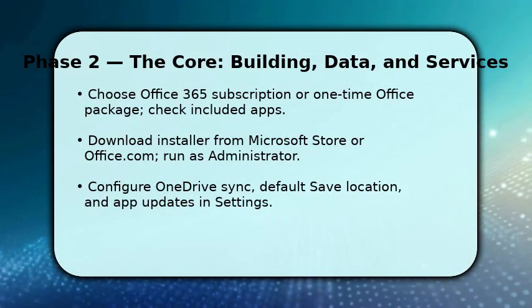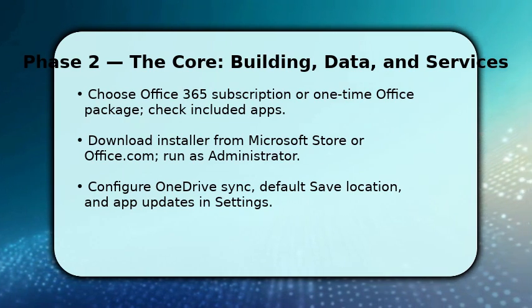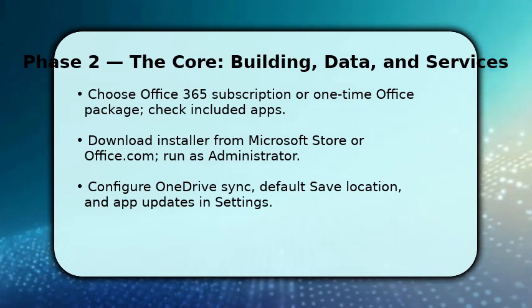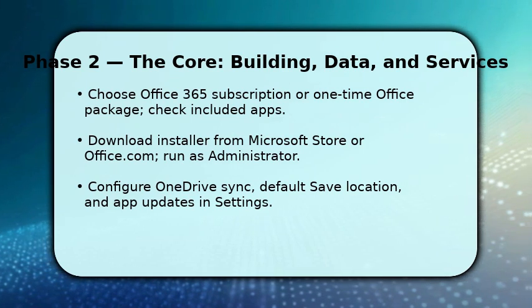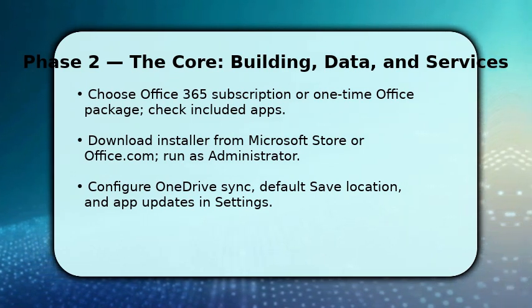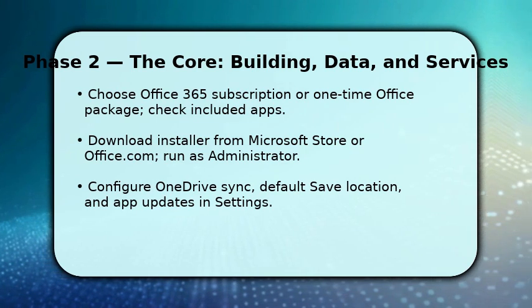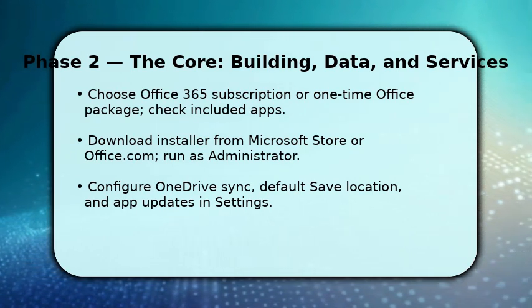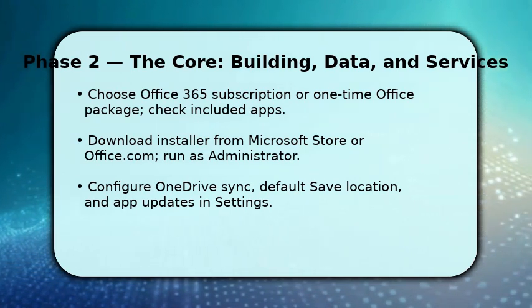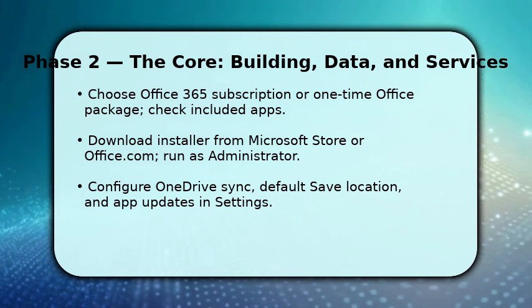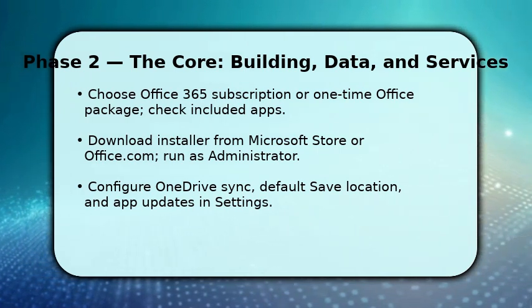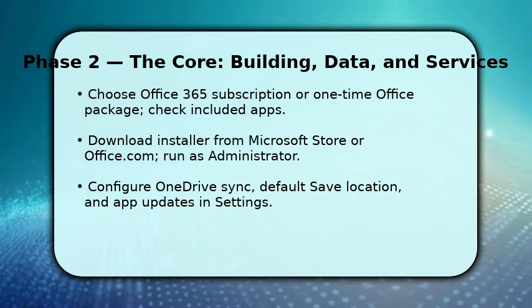Now install and configure Office. First, pick the right plan. Office 365 gives continuous updates and OneDrive, while a one-time license limits updates. Download the installer from Microsoft Store or Office. Then run it as administrator so all components install cleanly. Follow on-screen prompts and accept permissions.